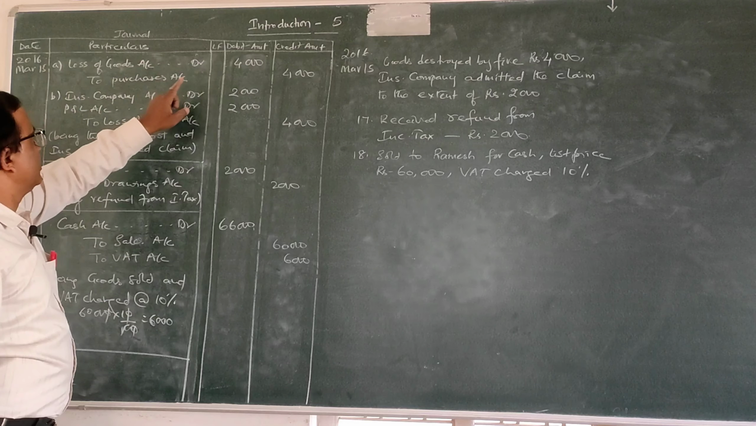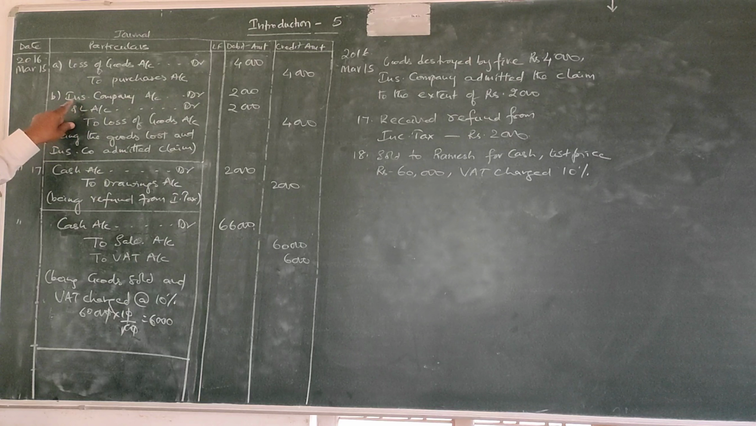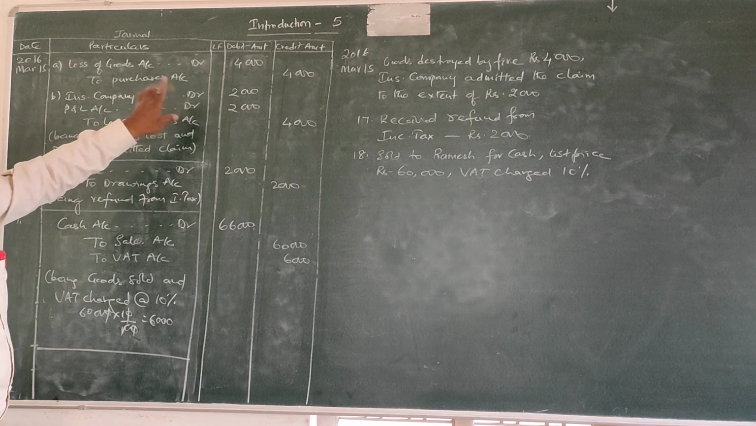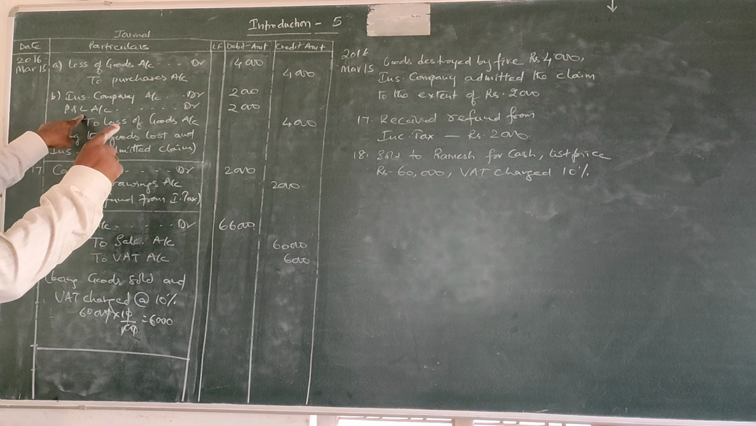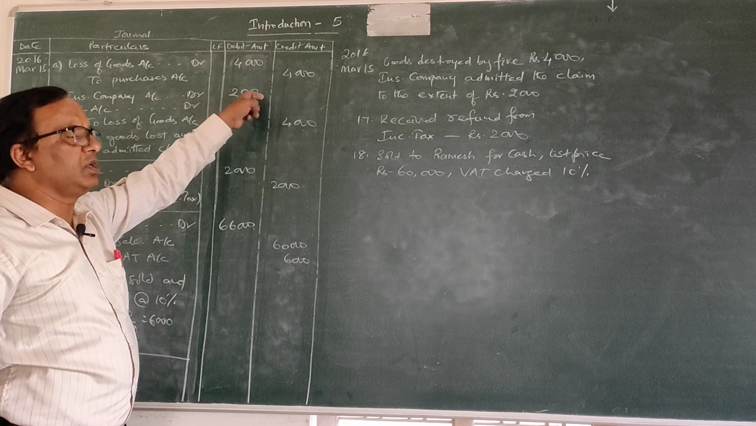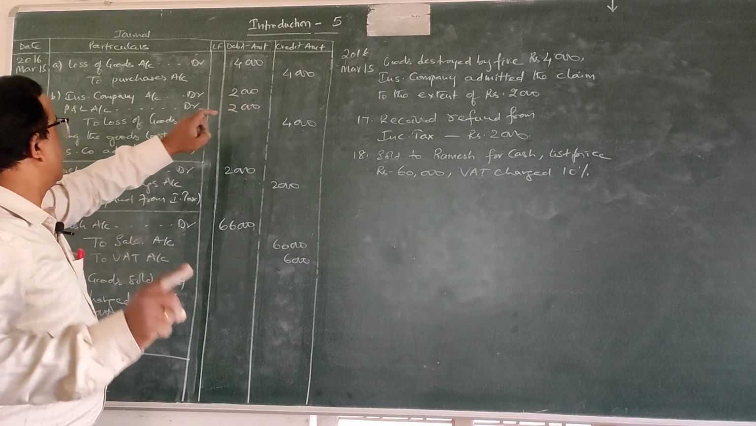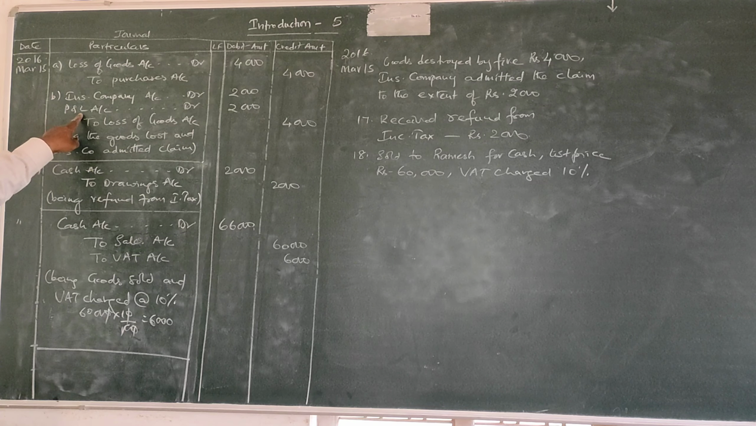Then again, out of this 4,000, the insurance company has admitted to pay 2,000 to you. So there is an amount due from the insurance company. So at that time, insurance company account debit 2,000. Then again, the actual loss according to you is 4,000, but out of that insurance company is paying 2,000, which means now the actual loss you are going to bear is only 2,000. So that 2,000 will be debited to your profit and loss account.